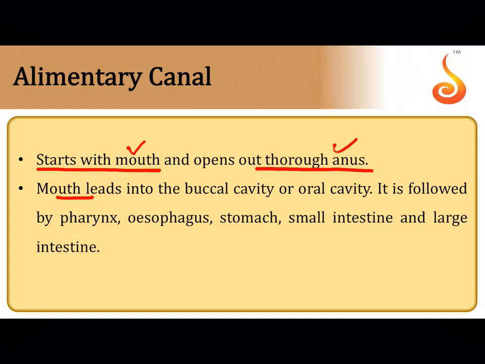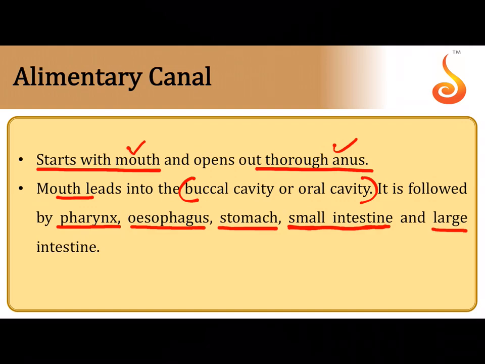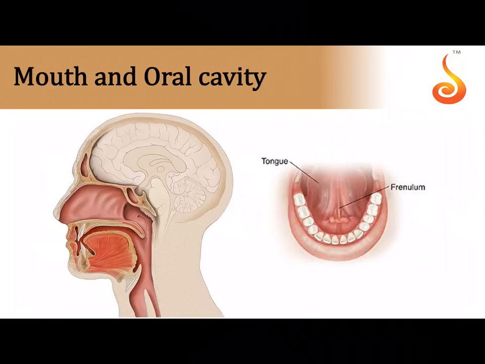Your mouth opens into a huge cavity that is referred to as the buccal cavity or the oral cavity. After that, you swallow the food with the help of your throat, and the food is pushed into your food pipe, that is the esophagus, and then it enters your stomach, which is a J-shaped muscular bag-like structure. Then it passes through the narrow tube, which is the longest part of your digestive tract, the small intestine, and then you have the broader tube, which is the large intestine, and finally the undigested matter is egested out through the anus.